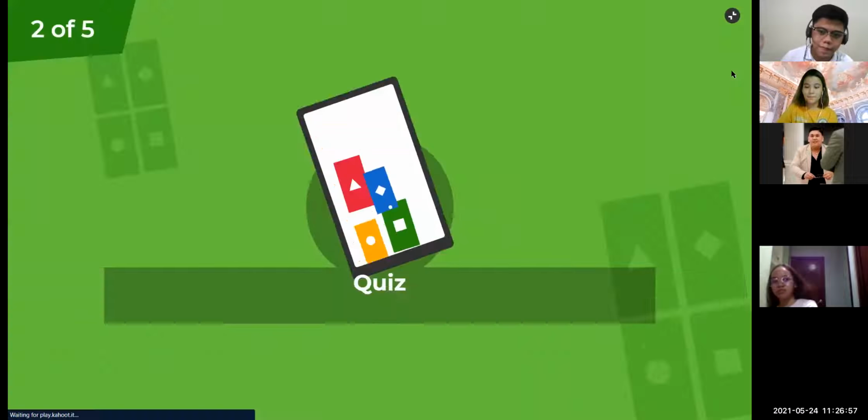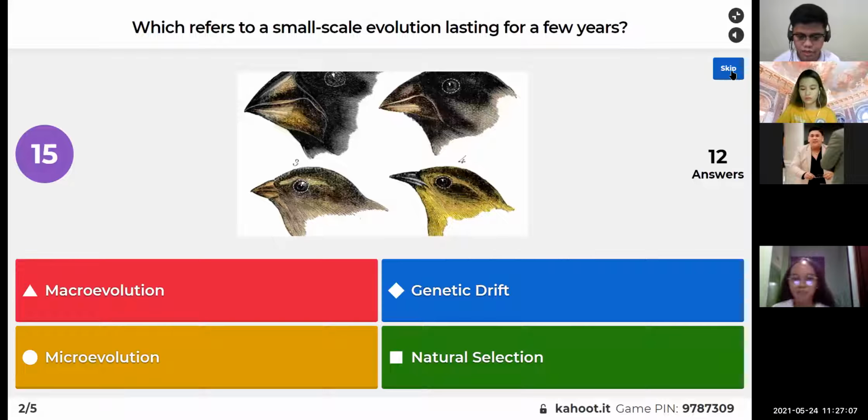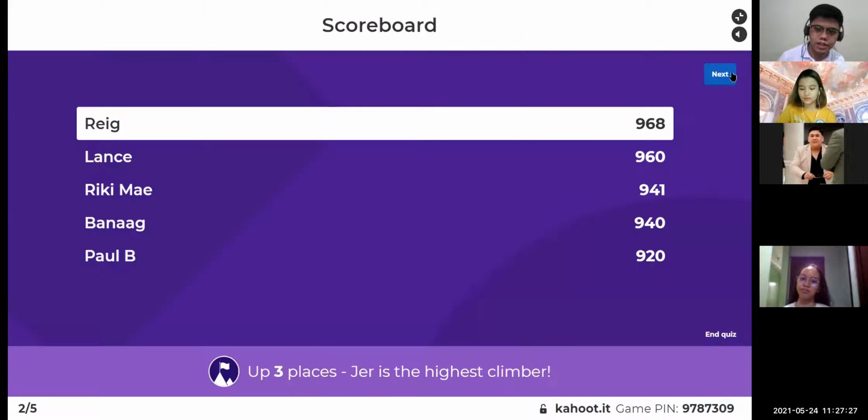Next question. Which refers to a small-scale evolution lasting for a few years? Macroevolution, microevolution, genetic drift, or natural selection? Okay, the correct answer is microevolution. Very good. So, still in the lead, Angeline followed by Ira, Lance, Mr. Banaag, and then Paul.